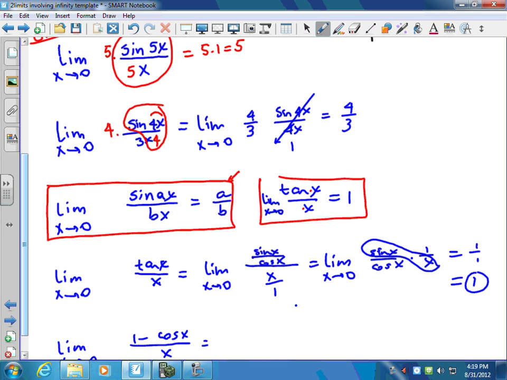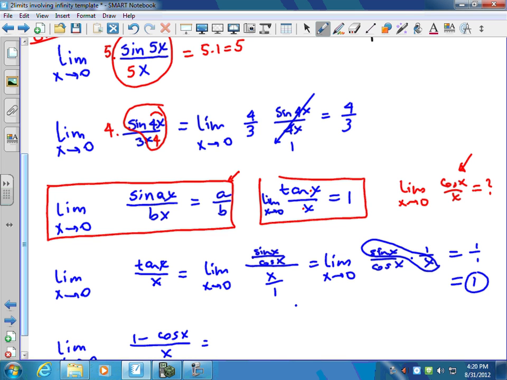Now you might wonder, what about the limit as x goes to 0 of cosine x over x? As it turns out, this one does not have a limit. And you can easily verify that by, or maybe not so easily really, but you can go to your graphing calculator, graph cosine x over x, and you will see a lot of oscillations around 0. You will see it's not going to a unique value.